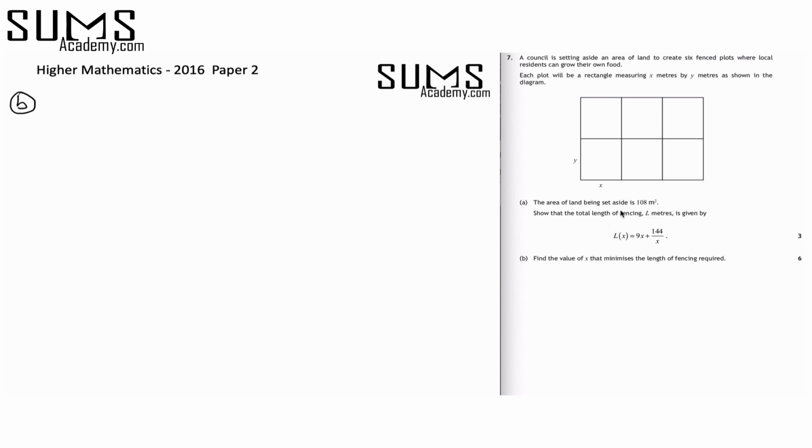Well, they actually occur when the stationary points occur, and the stationary points occur when the derivative of a function is equal to 0. That means it stops changing, so it's stopped getting smaller, so it's the smallest it can be, therefore it's at its minimum. Okay, so L(x) equals 9x plus 144 over x.